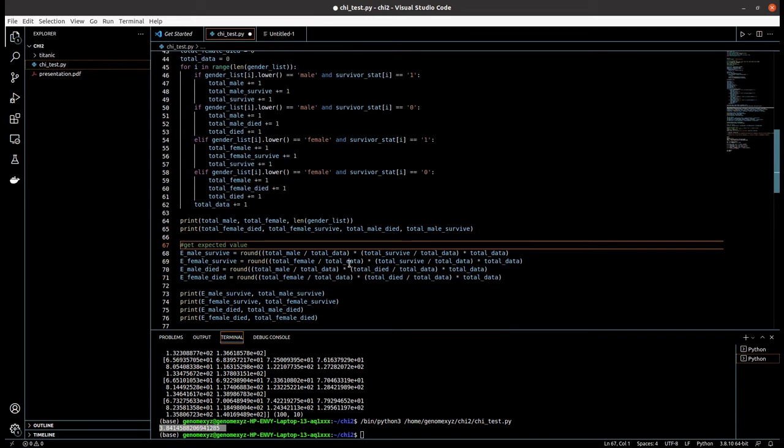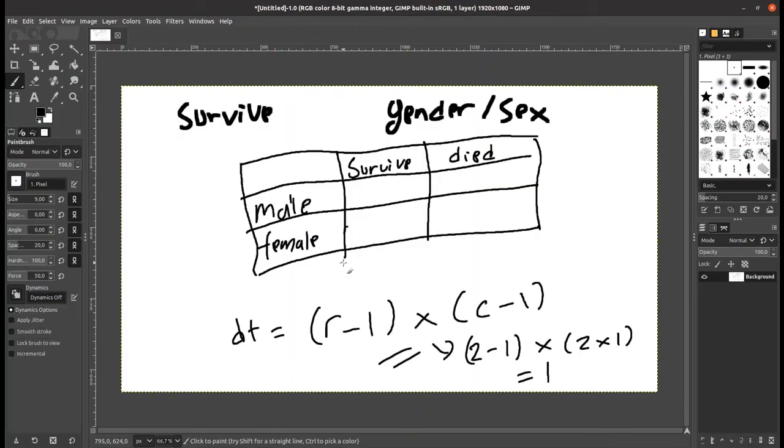After this, we calculate the expected value for each of these cells like this. So we calculate the expected value for male survive, female survive, male die and female die. So for each of these cells there will be two values, that is the observed and the expected value.